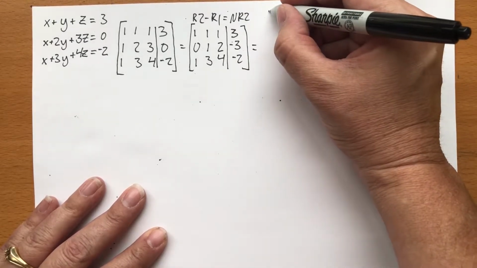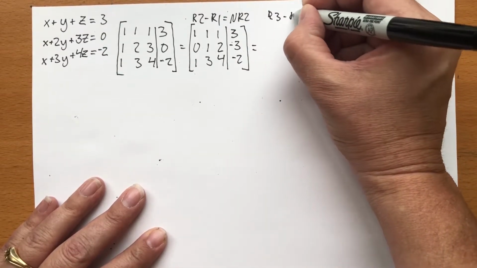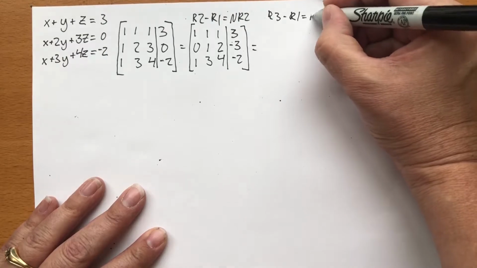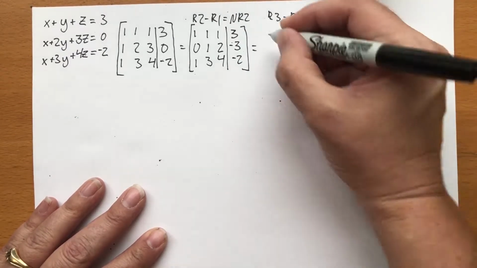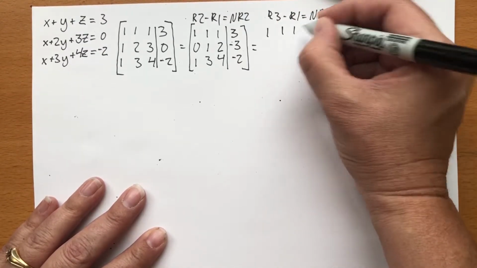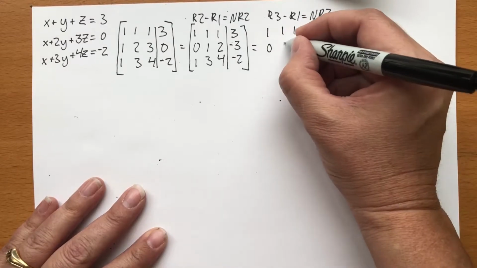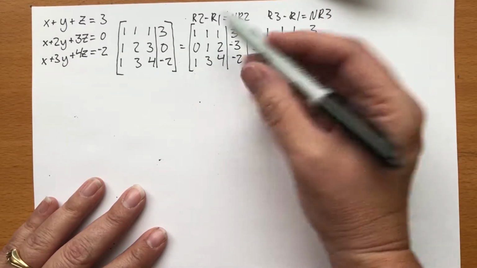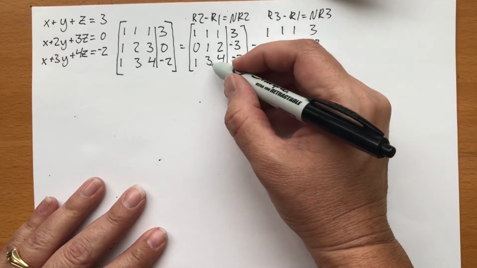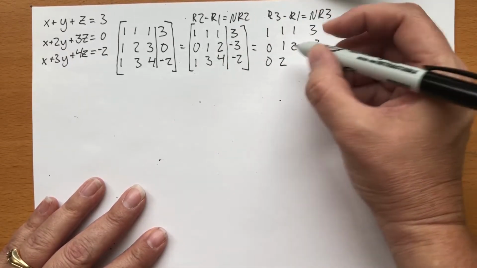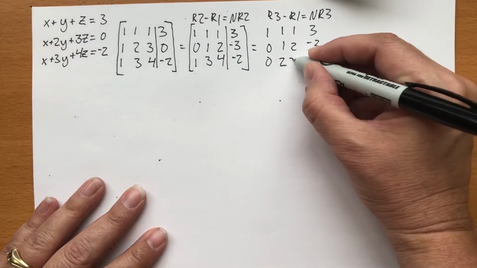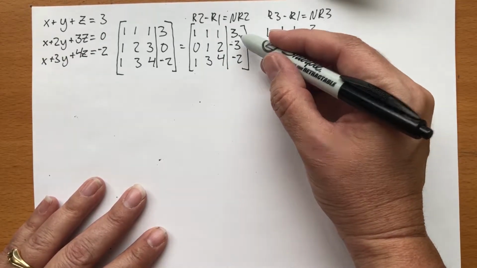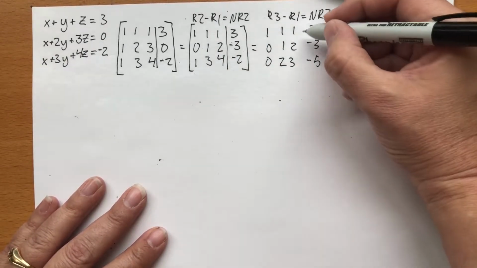Next, I am going to take row 3 and subtract row 1 to give me my new row 3. So 1 minus 1 is 0. 3 minus 1 is 2. 4 minus 1 is 3. Negative 2 minus 3 is negative 5.